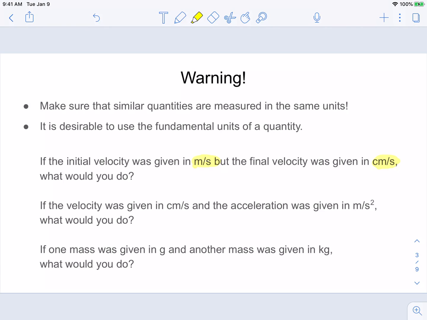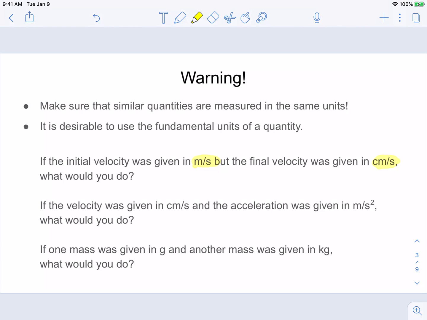So my second little point here is that your best decision is typically to convert to the fundamental units. So for example, if I look over here, the final velocity was given in centimeters per second, but meters are the fundamental unit of length. So it would make sense to convert centimeters per second to meters per second so that the velocities agree. They're measured in the same units. Okay, and we're using the fundamental unit there of meters instead of centimeters.